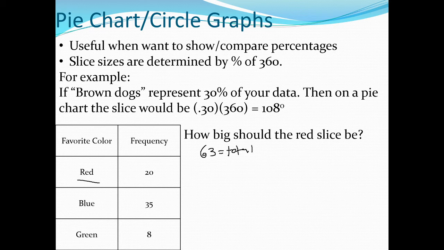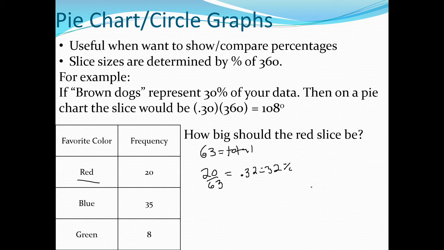So how much of that 63 is red? Well, red is 20. So red is 20 out of that 63. Let's convert that to a decimal here. 20 out of 63 is 0.32 essentially, which is about 32%. So the red slice should take up about 32% of the graph.